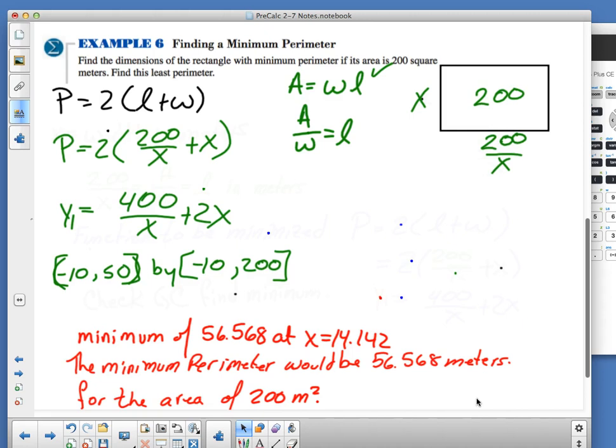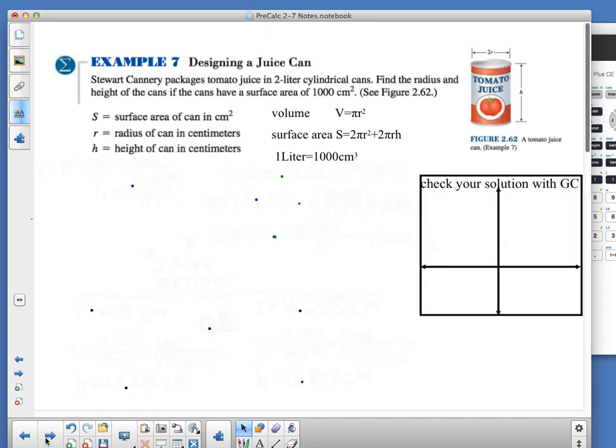And again, as we go through, you guys saw the picture of the problem itself, about what that function looks like. Any other follow-ups? Okay, let's look at problem 7. Read 7. We've got the Stewart Cannery, which packages tomato juice in 2-liter cylindrical cans.